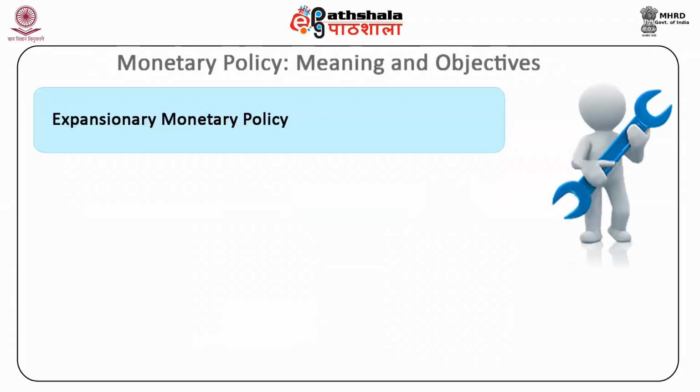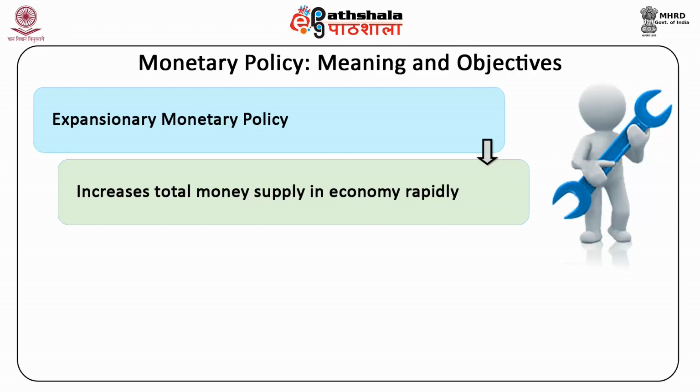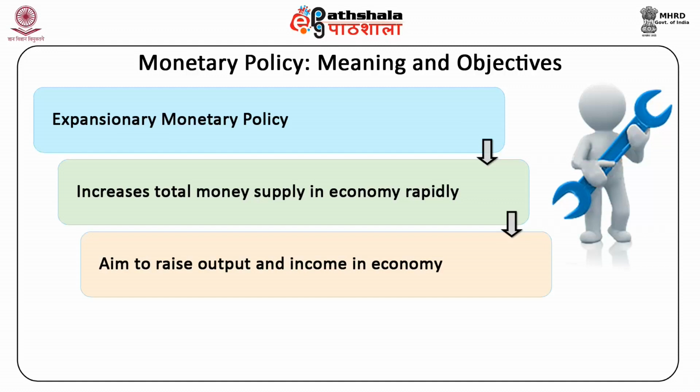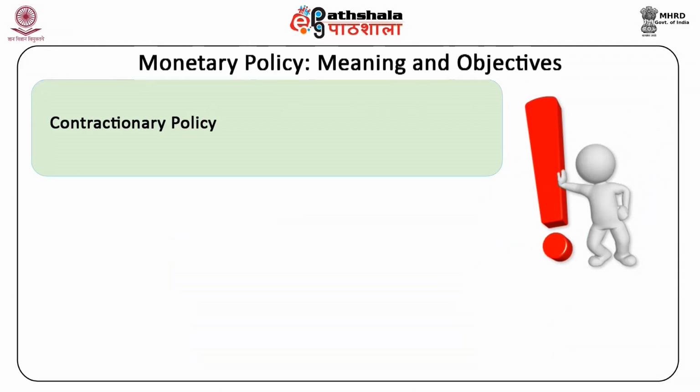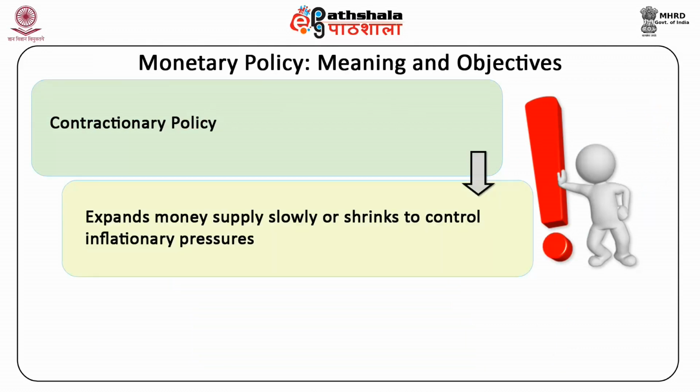An expansionary monetary policy increases the total supply of money in the economy more rapidly than usual and aims to raise the level of income and output in the economy. The expansionary policy is generally used to try to combat unemployment in a recession by lowering the interest rates in the hope to ease credit expansion, which in turn will entice business expansion. The contractionary policy, on the other hand, expands the money supply more slowly than usual or even shrinks it to control the inflationary pressures in the economy due to higher income.